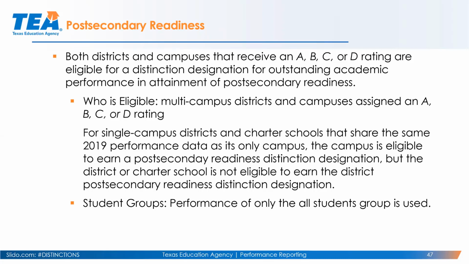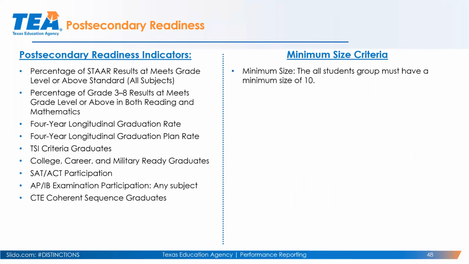Single campus districts and charter schools that share the same 2019 performance data as its only campus: the campus is eligible to earn a post-secondary readiness distinction designation, but the district or charter is not eligible. For student groups, we're looking at the all student groups only. Our post-secondary readiness indicators are listed on the left-hand side, and the minimum size criteria for all students is just the minimum size of 10.